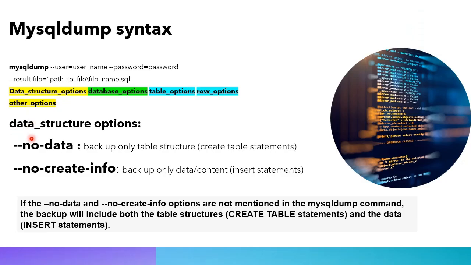Moving on to the data structure options. These are important aspects of the backups. You have two options: --no-data and --no-create-info. With --no-data, this is going to be backing up the table structure, so create table statements, create database statements. So that is the no data.